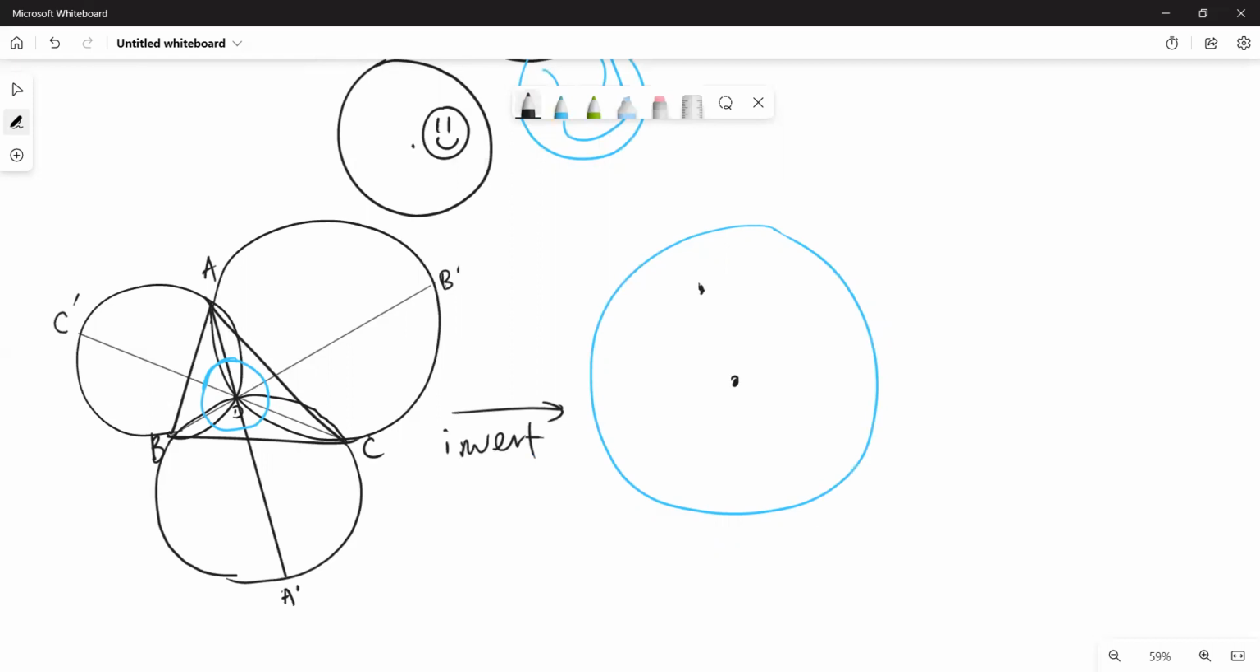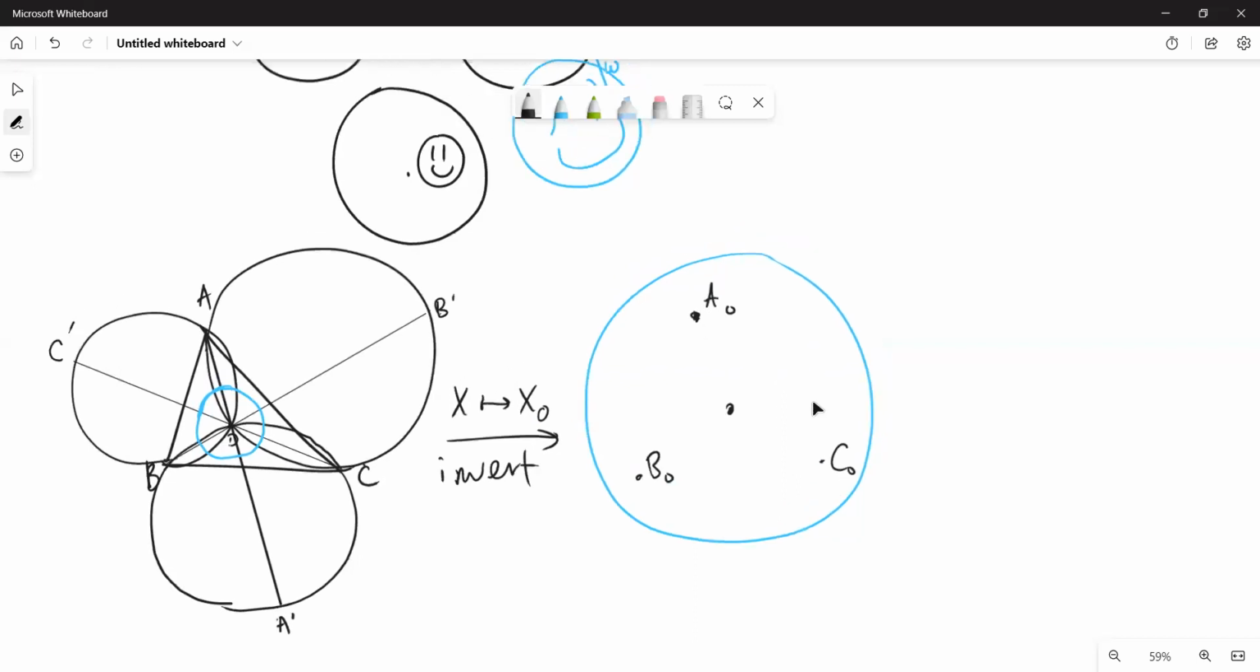So the inverted image: A goes to some other point, let's say A naught. By the way, I will denote the inverted image of any point X as X naught. So B goes to B naught and C goes to C naught. We don't care where it is, we just know it's somewhere. We cannot be sure that A naught, B naught, C naught is similar to A, B, C, and it normally isn't. But it's just 3 points.